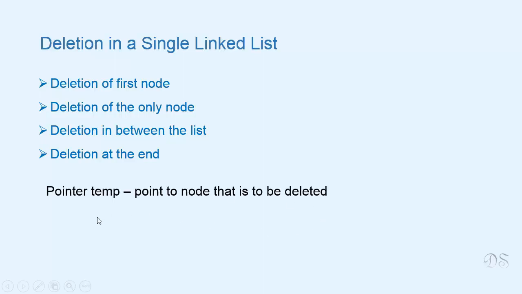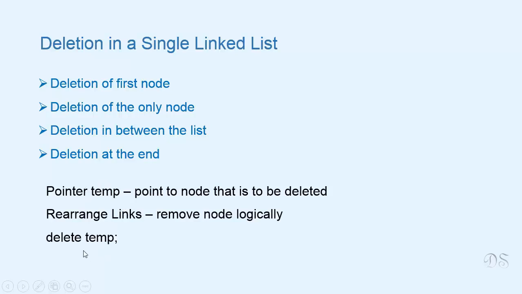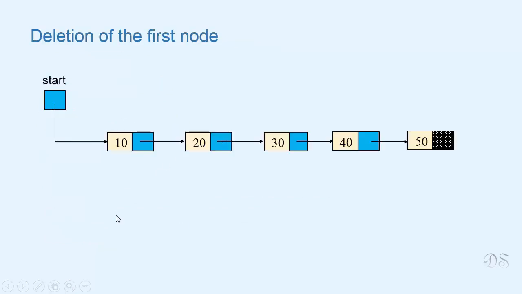So in most of the cases, we'll take a pointer temp and make it point to the node that is to be deleted. After that, we'll rearrange the links and remove this node logically from the list. And then we'll delete this pointer. Now let's see how we can delete the first node of the list. This node has to be deleted. So temp points to this.